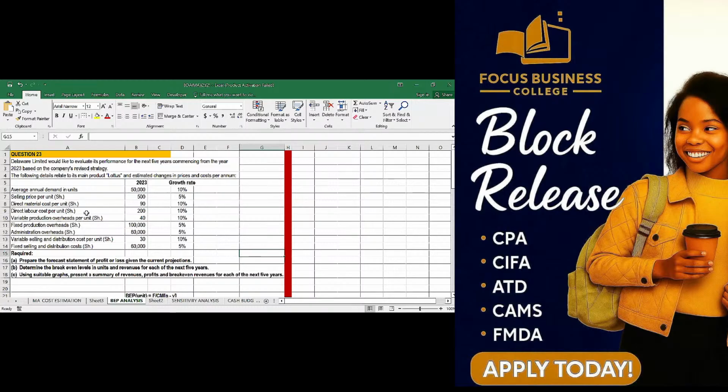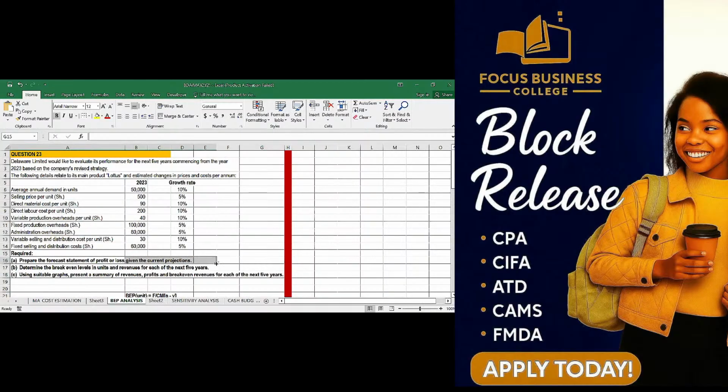So what we are required to do here is, one, prepare the forecasted statement of profit or loss given the current projections. Two, we are required to determine the break-even levels in units and also revenue for the next 5 years. And C, produce a graph presenting the summary of revenue, profit, and break-even revenue for each of the next 5 years. So these are very simple questions. It's a very good question here.